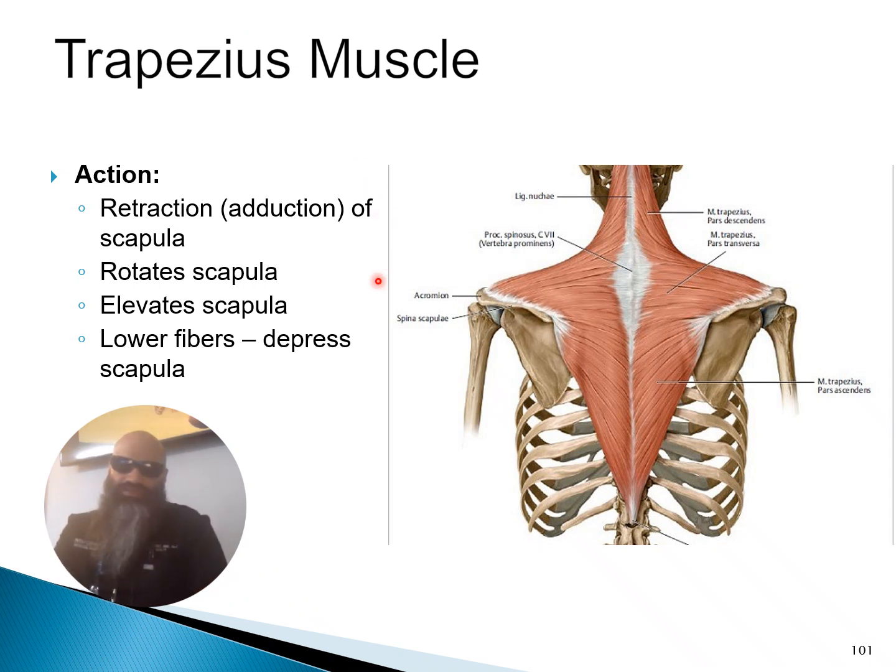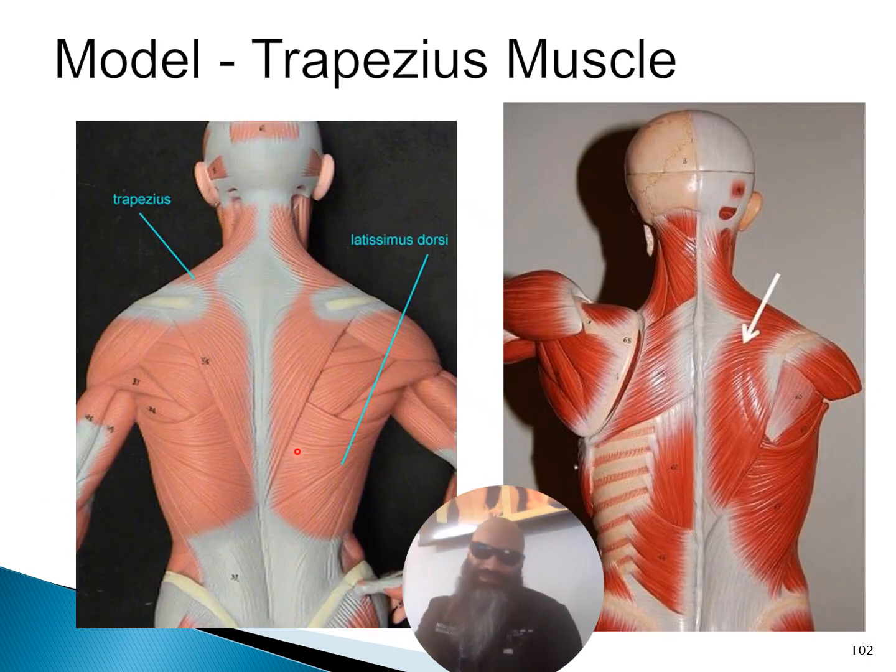Elevate scapula. So how many of y'all work out, or no? No one works out in here? And no one works out? Your brain. It's the most important one.